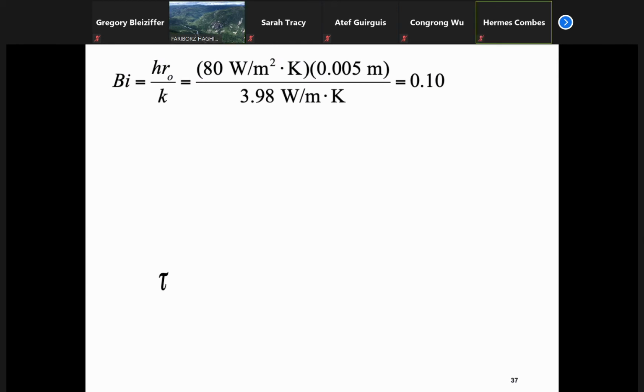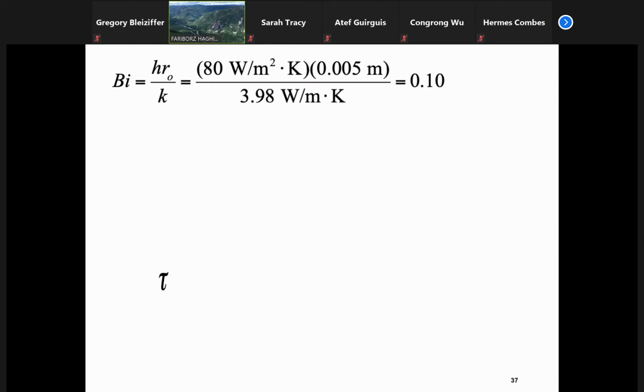Go to the tables. Which table, my friend? Table A1. Okay, I do not know what A1 is, but the first one. The first thing we have to do here is, what is the Fourier number? My Biot number is telling me that I cannot ignore the internal resistance.